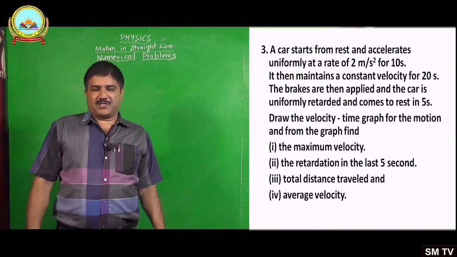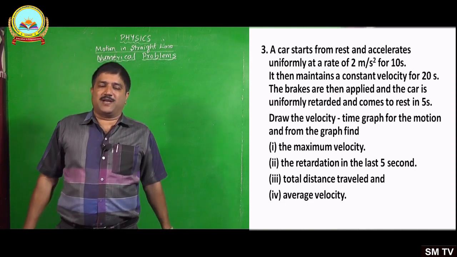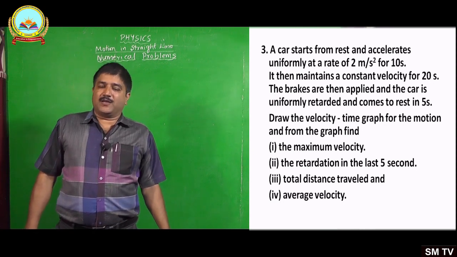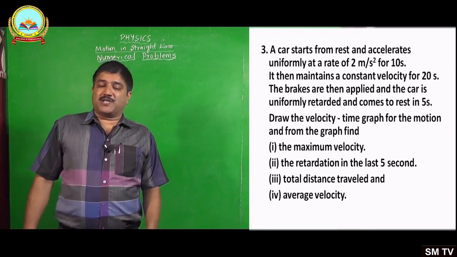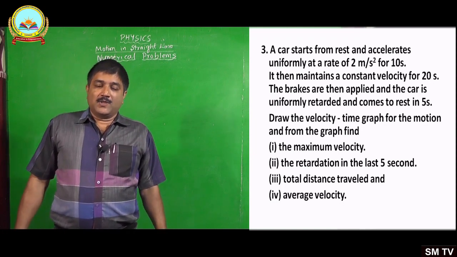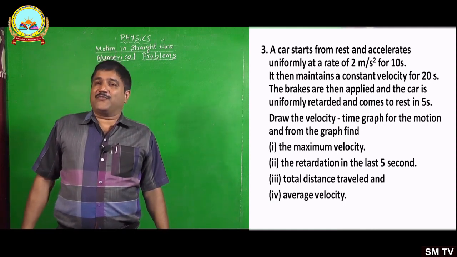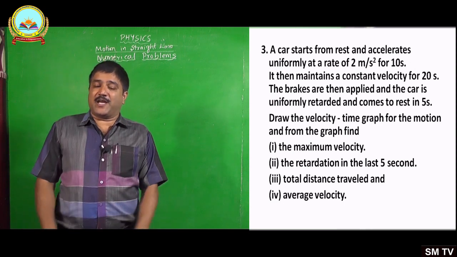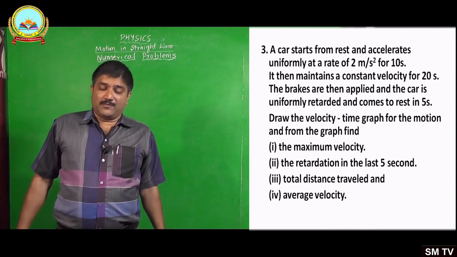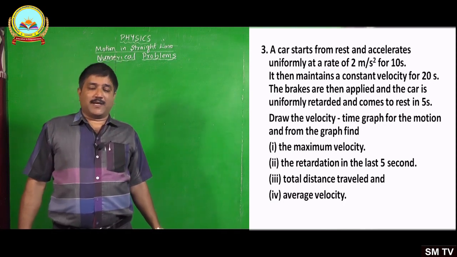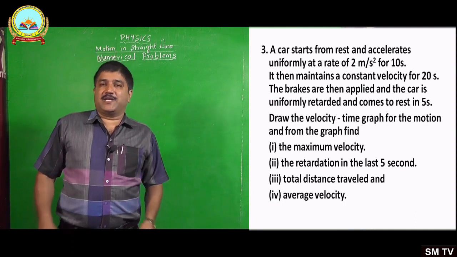Okay, so here the problem number 3 is like this. A car starts from rest and accelerates uniformly at a rate of 2 meter per second square for 10 seconds. It then maintains a constant velocity for 20 seconds. The brakes are then applied and the car is uniformly retarded, comes to rest in 5 seconds. Draw the velocity time graph for the motion, and from the graph find the following. One is maximum velocity, second one retardation in last 5 seconds, total distance travelled, and the average velocity.